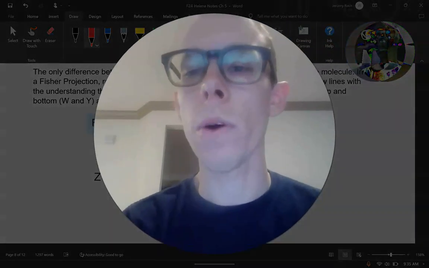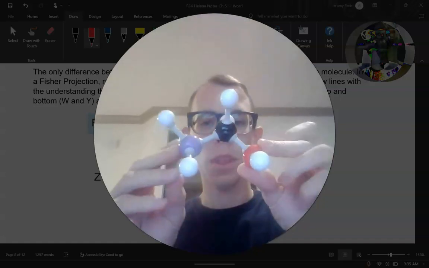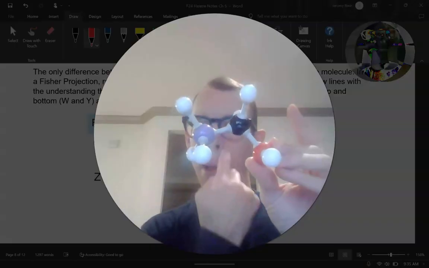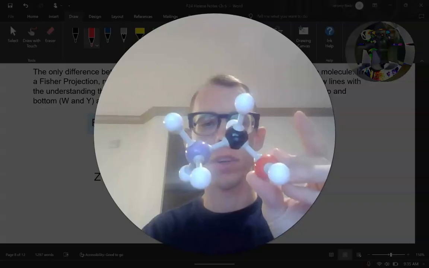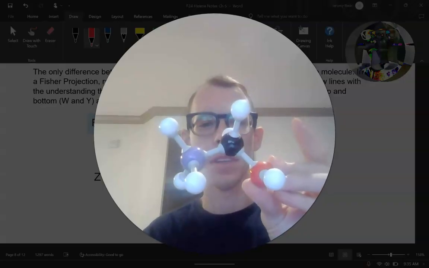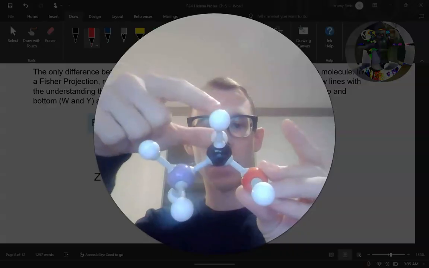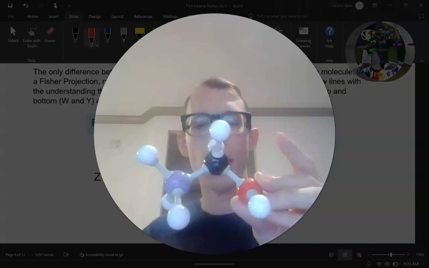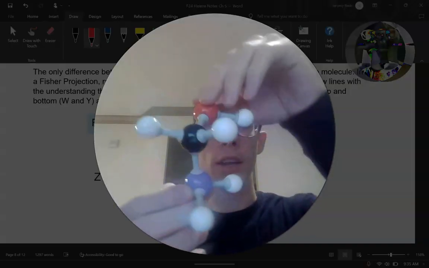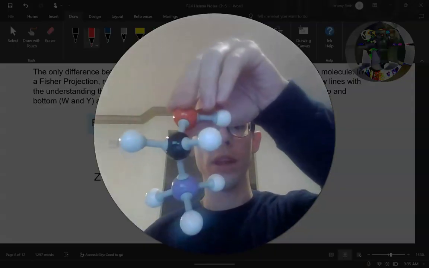So let's go ahead and zoom me in. So here we have, for example, a normal zigzag. We have a black carbon and then just a red and a purple to show different groups. Normally when we draw that zigzag, you'd have wedges and dashes for going into the page and out of the page. What a Fisher projection is going to do is rotate it so the entire backbone is going to be vertical.